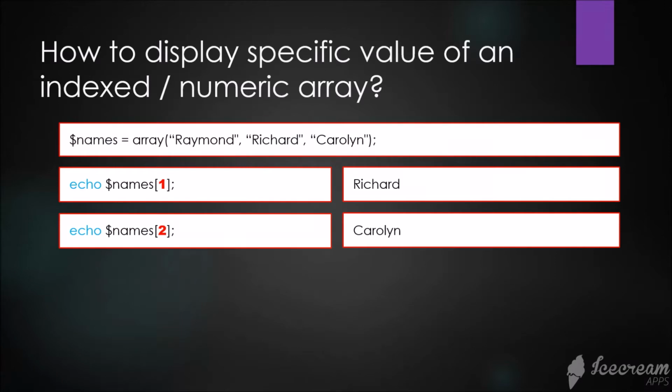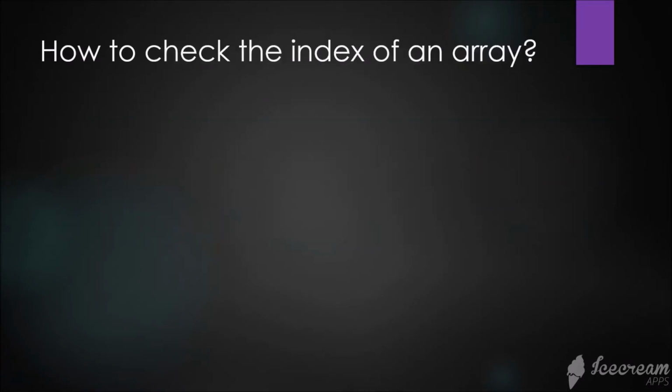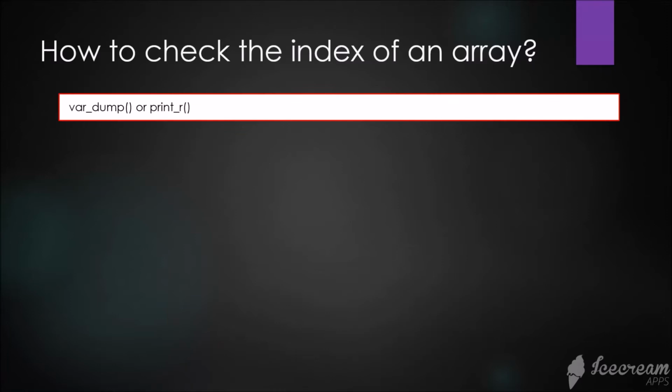So that's the next topic that we're going to talk about, which is how to check the index of an array. Okay? So in PHP, there are two built-in functions. We have var_dump and print_r. So these built-in functions are used to check the variables, what their contents are.